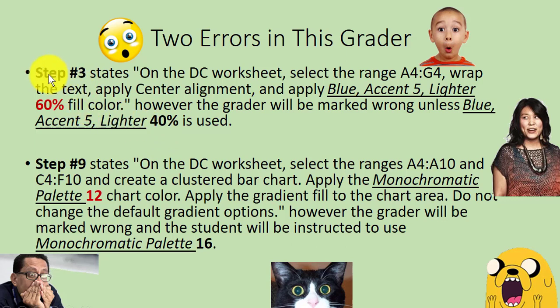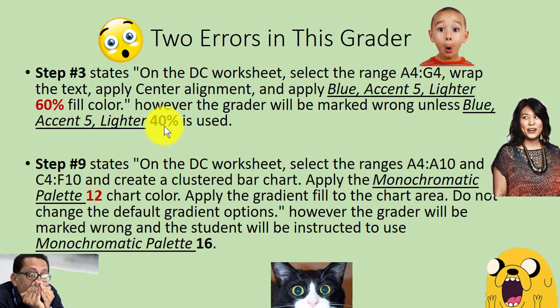The first error that I found was step number 3. The step states on this particular worksheet: select this range, wrap the text, apply center align, and apply blue accent 5 lighter 60% fill color. Well, when I did that, I received a host of errors saying the cell was not formatted correctly. But after a lot of experimentation, what I found is that it would accept blue accent 5 lighter 40%. So when I go through the steps, I'm going to make that change. But if the publisher does correct that, I'll try to let you know. But you can try 60%. If you get the error, then you can go to 40%.